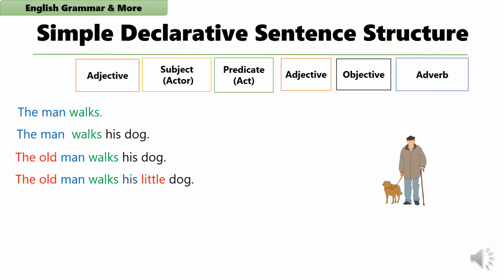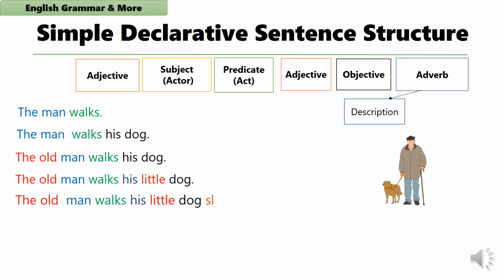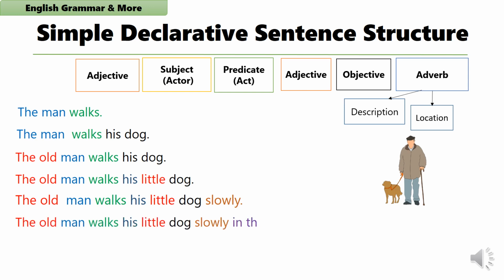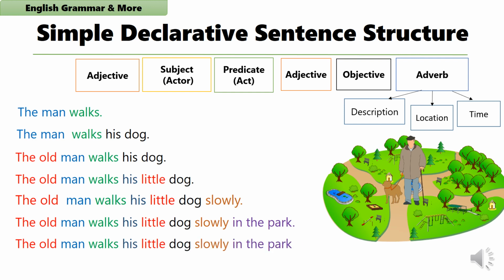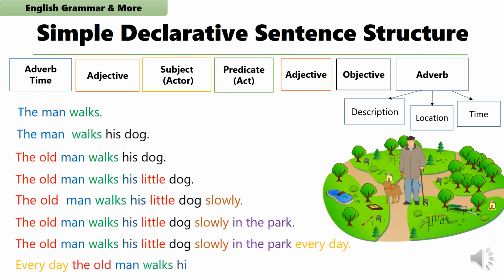In addition, we describe the man's action. The old man walks his little dog slowly. We also include location. The old man walks his little dog slowly in the park. Lastly, we add time. The old man walks his little dog slowly in the park every day. And as I said earlier, we can also put time in the very beginning. Every day, the old man walks his little dog slowly in the park.